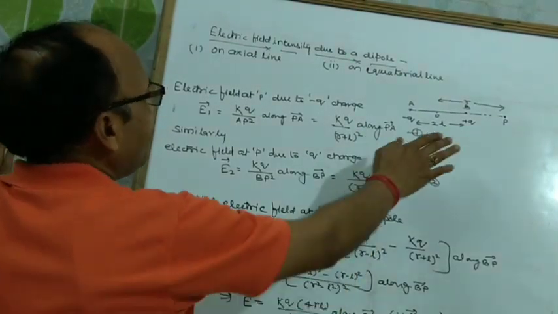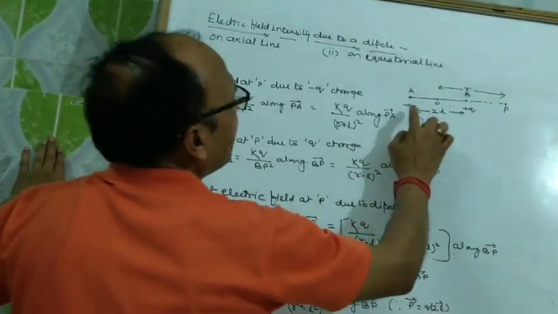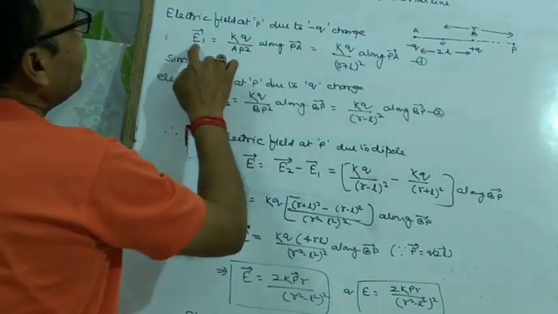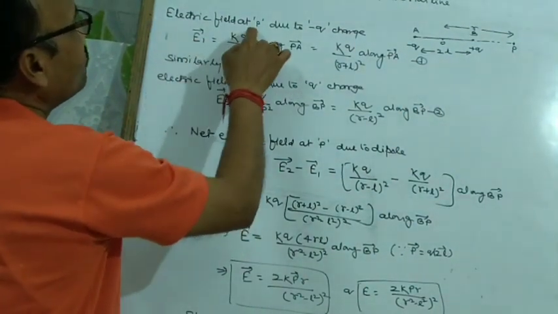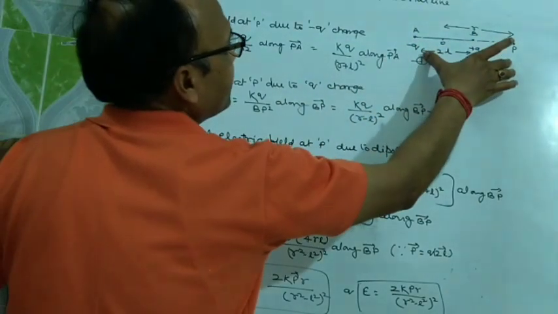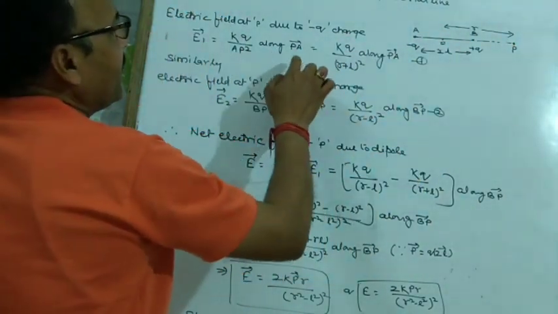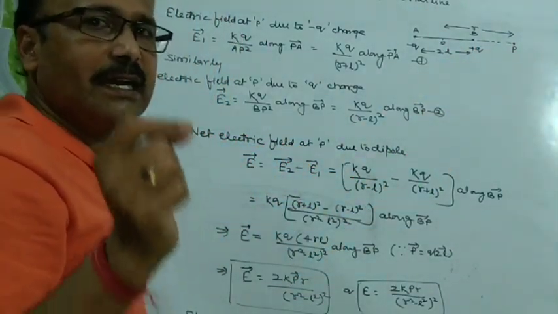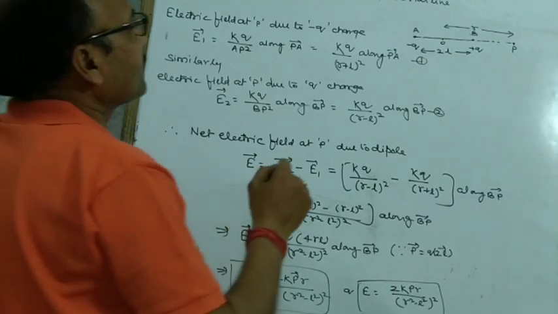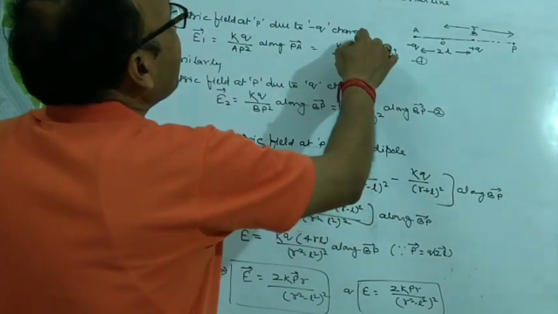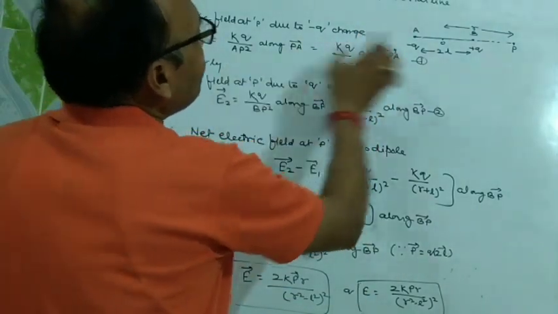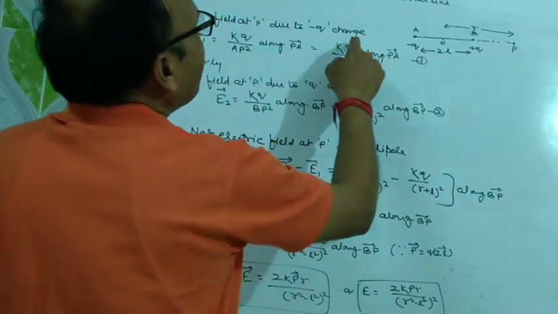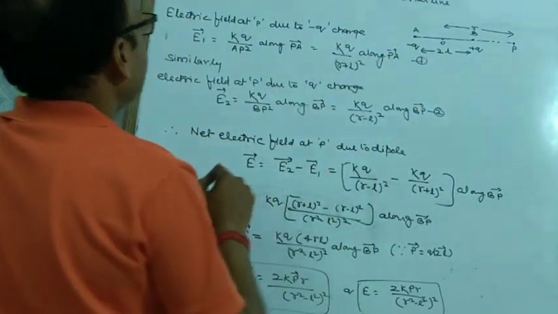So first of all we are finding the electric field at P due to the minus q charge. So this electric field intensity E1 will be equal to kq upon AP square, along PA. Along PA means the electric field intensity is always towards the negative charge. So kq upon, what is the value of AP? r plus l, whole square. So kq upon (r plus l) whole square along PA.